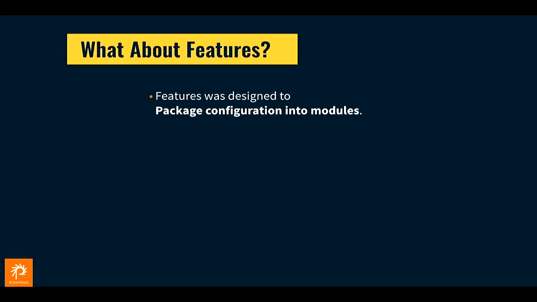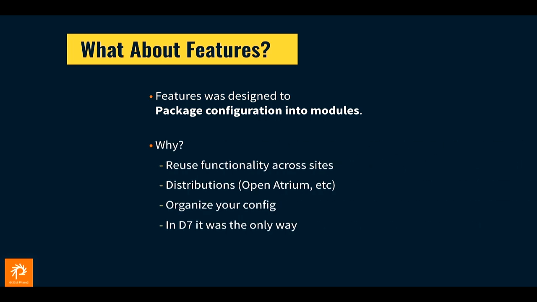So features was designed to package configuration together into modules. And in D7, that was the only way we could export config. But we just showed you how you do that in D8 without features. We needed to be able to reuse functionality cross-site. The example I often give is like the photo gallery, right? We're going to use features, we're going to create a photo gallery, and isn't this great and wonderful because now you could just take that feature and put it on your site, and now you have a photo gallery too.